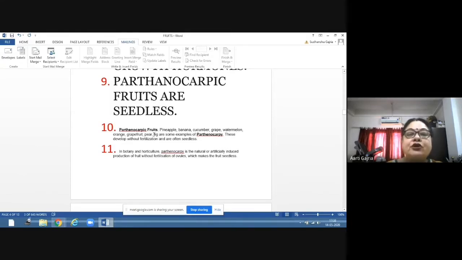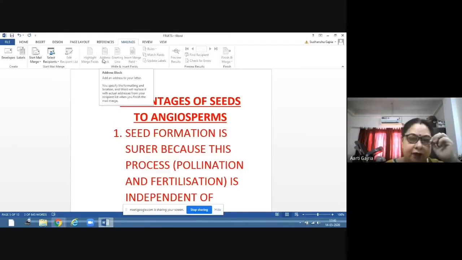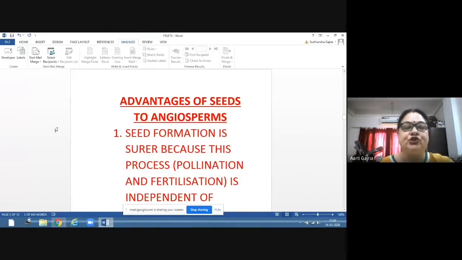Now, parthenocarpic fruits: pineapple, banana, cucumber, grape, watermelon, orange, grapefruit, pear, and fig are some examples of parthenocarpy. These develop without fertilization and are often seedless. Now, the advantages of seeds to angiosperms.